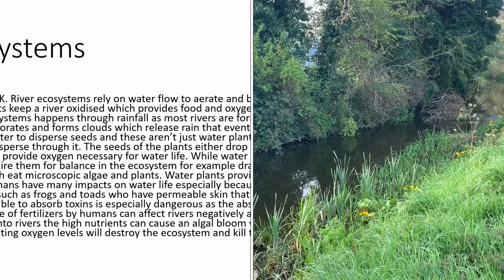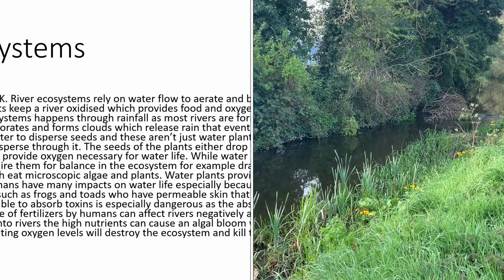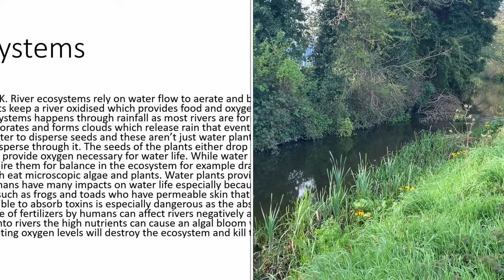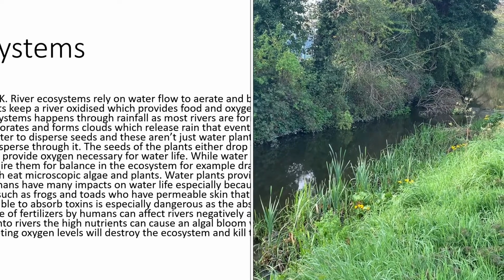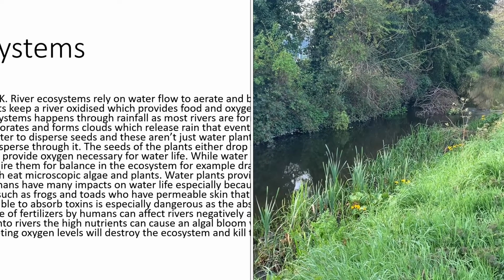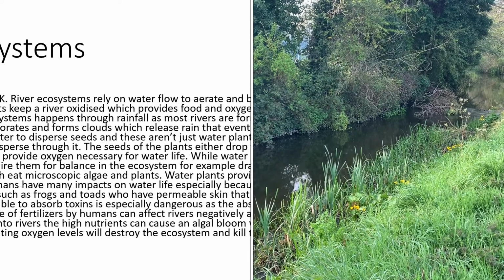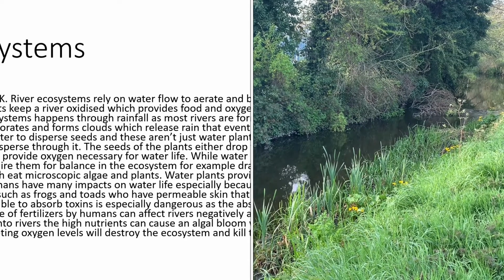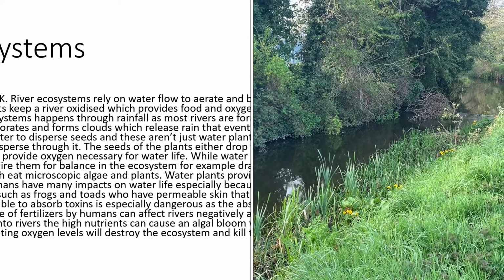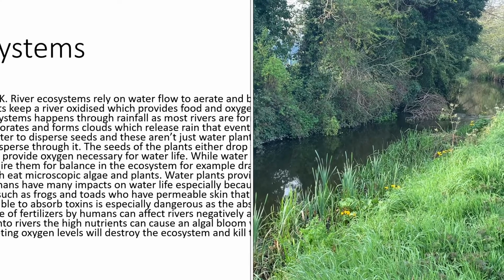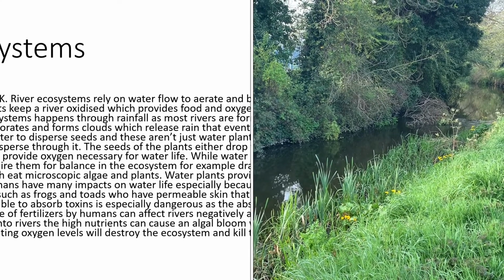While water plants don't fully rely on animals, they still require them for balance in the ecosystem. For example, dragonfly nymphs feed on mosquito larvae, which eat microscopic algae in plants. Water plants provide a nest for insects to safely lay eggs.